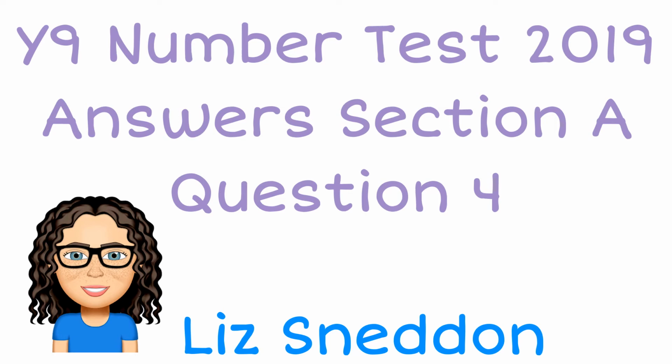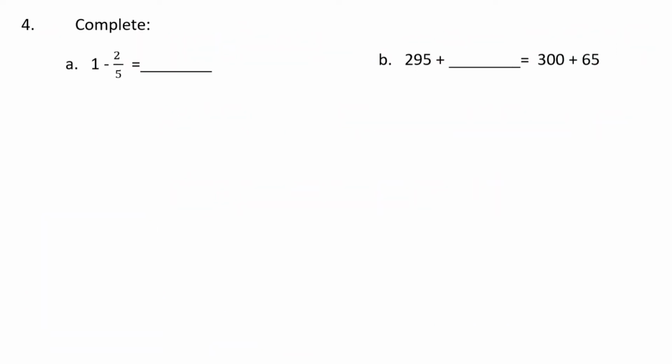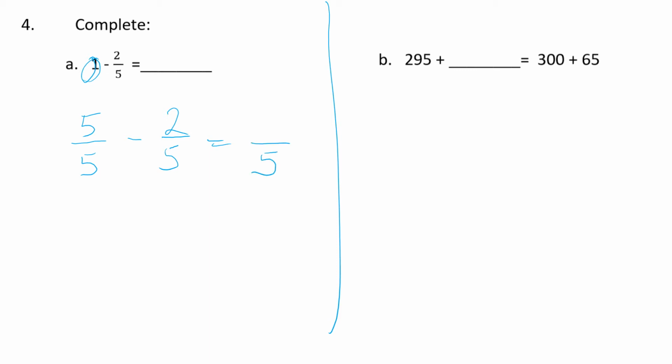Let's have a look at the answers to question 4. So, part A. We have 1 take away 2/5. The first thing I need to do is think about this 1 that we've got there. Now 1, I can write as the same as 5 over 5. Anything divided by itself is always 1, and I want to make the denominator into 5 because my second fraction has a denominator of 5. So now that I've got the same denominator, I'm going to leave the denominator alone and subtract the numerators. So 5 take away 2 gives me 3.